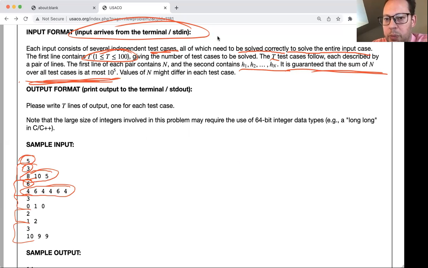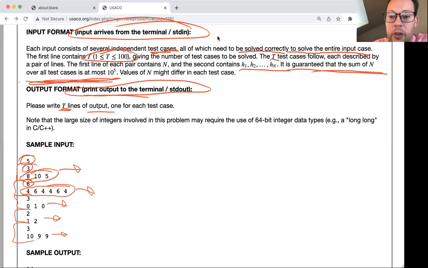Output, we're going to just print the output to the terminal, and it says, please write T lines of output, which means every single one of these test cases is going to have exactly 1 output. And those lines of output are going to represent how many bags of corn were necessary.